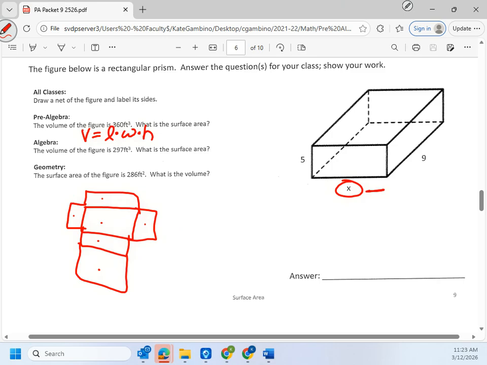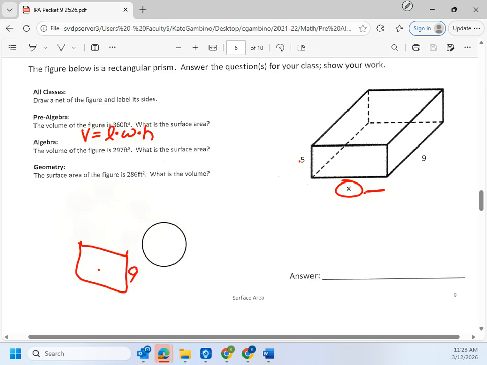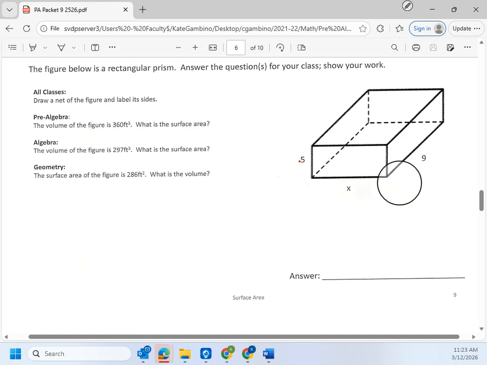So if we know the length, the height, and the width, fill in and do your multiplying, length times width, to find the area of each of those rectangles. Add them all together, and you will have your surface area. So your answer is not what x is. Okay, that's just the side. Surface area, find the area of each side and add them up.